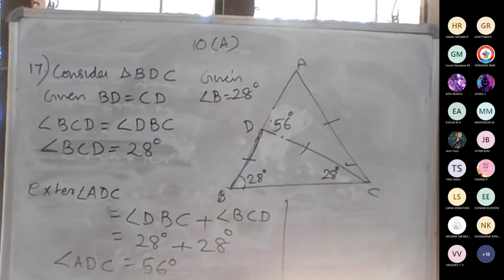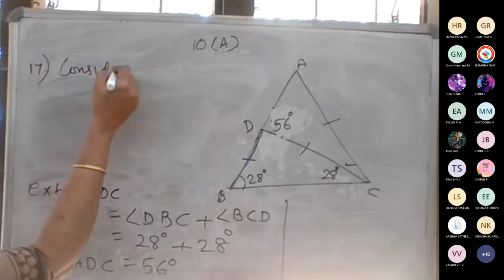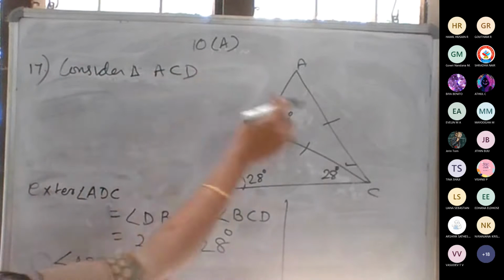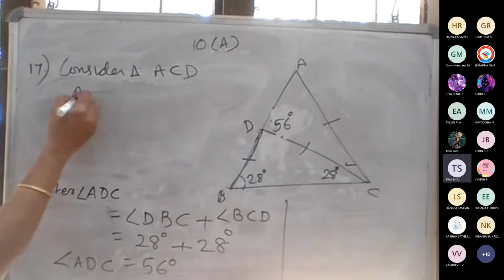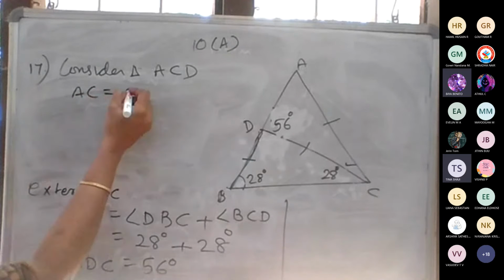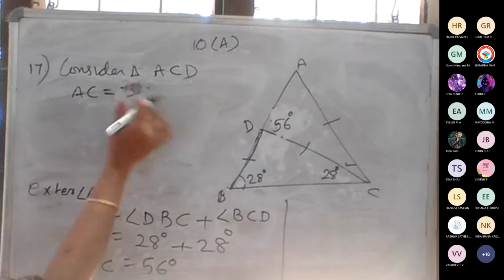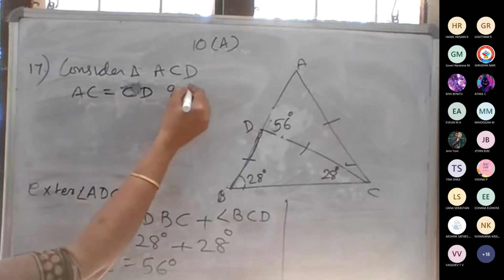The next step: consider the triangle where we have to reach ACD. ADC we have as 56, but the remaining two angles are not given. Consider triangle ADC. Two sides are equal. Which two sides? If we consider triangle ACD, AC is equal to CD, which is given in the question.